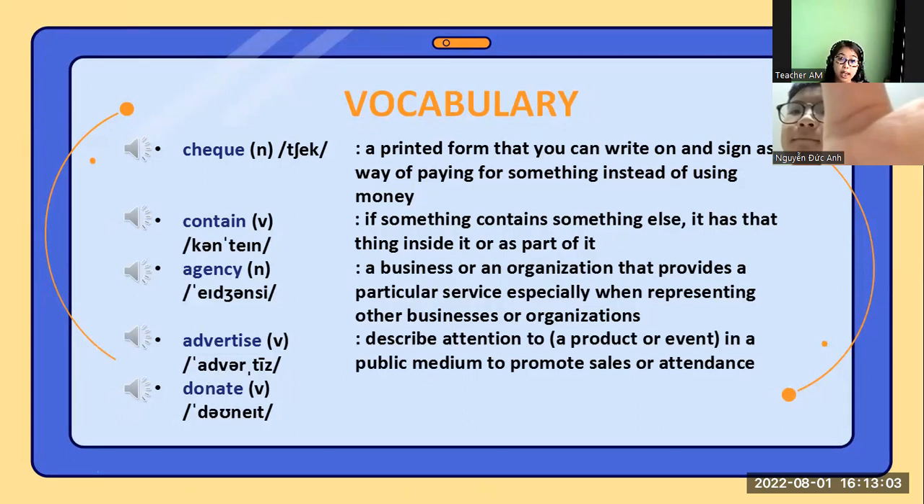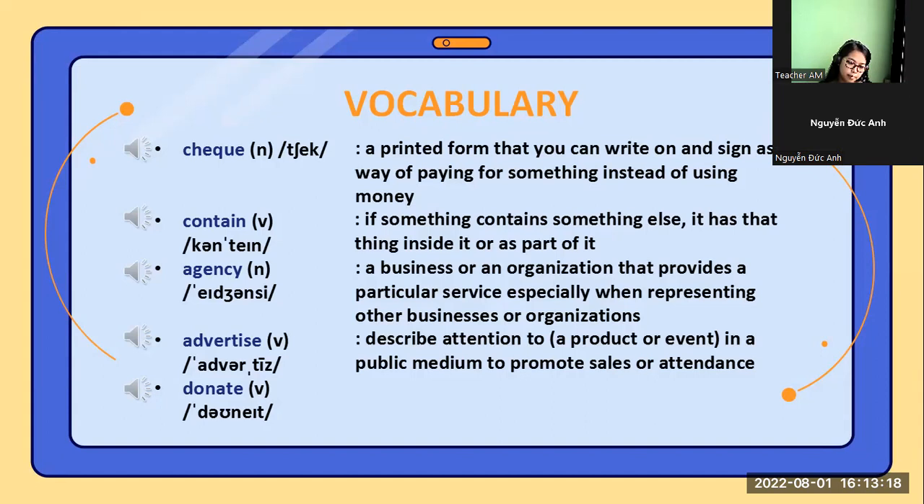How about donate? What about donate? You say donate. What's donate?